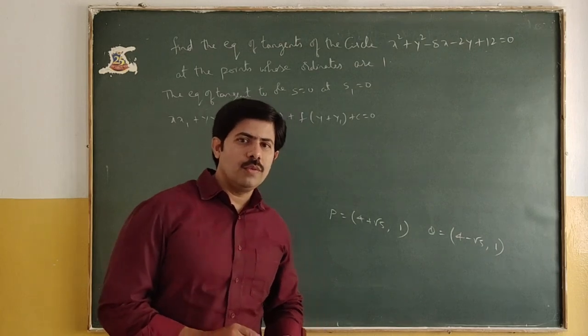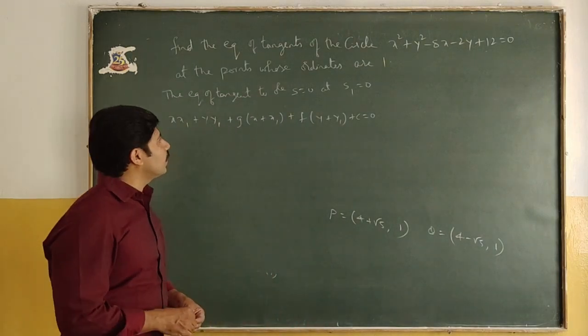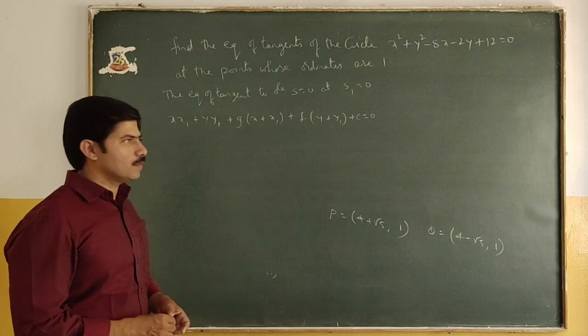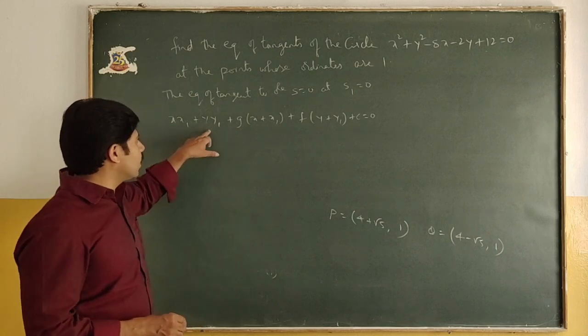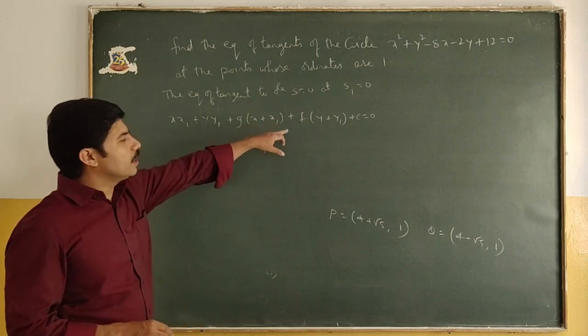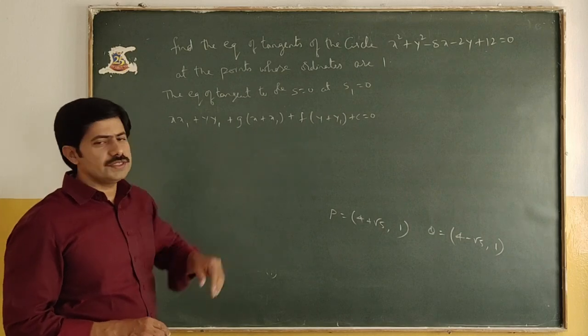Now we find out the equation of tangent. What is the equation of tangent? It is S1 equal to 0. S1 is nothing but xx1 plus yy1 plus g into (x plus x1) plus f into (y plus y1) plus c is equal to 0.